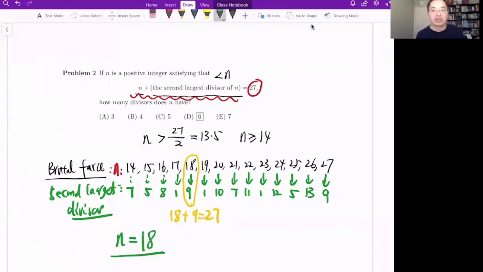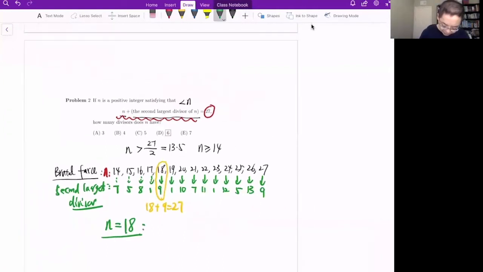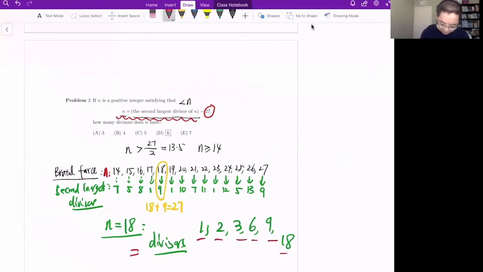Then we just need to figure out the number of divisors that 18 has. So let's look at all its divisors. Starting from 1, and then we have 2, 3, 6, 9, and the last one is 18 itself. In total it is 1, 2, 3, 4, 5, 6. So the number of divisors equals 6.